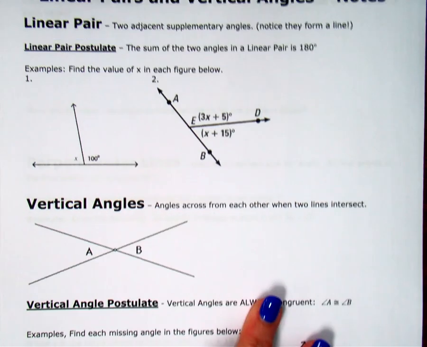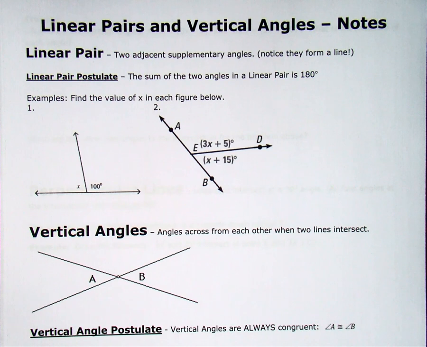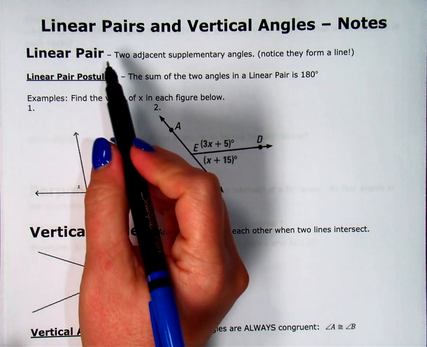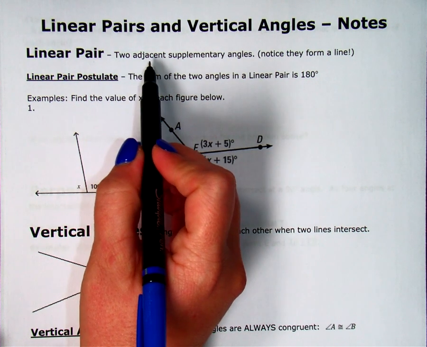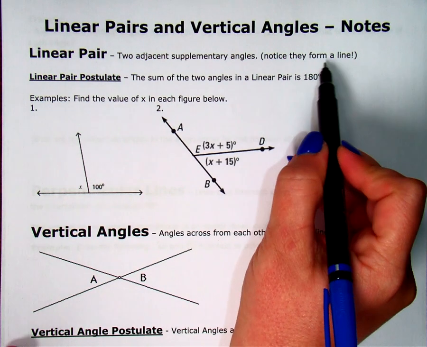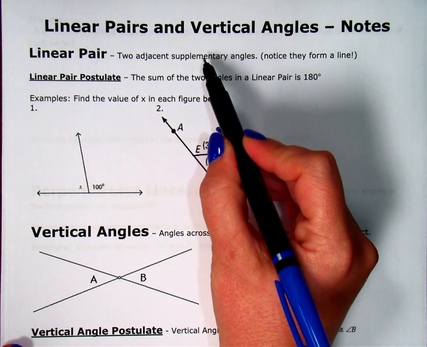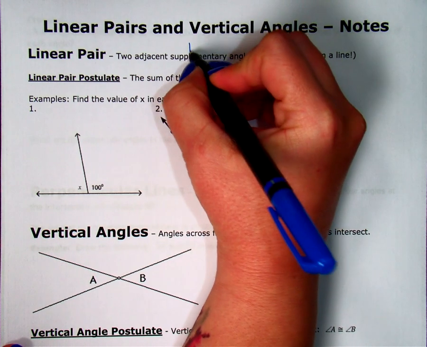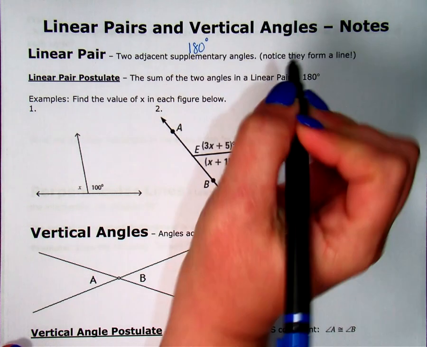Hi, in this lesson we're going to look at new sets of angles called linear pairs and vertical angles. The first one we're going to look at is the linear pair, and it's two adjacent supplementary angles. When you see them, they will form a line, because if they're supplementary, that means they have to add up to 180 degrees.